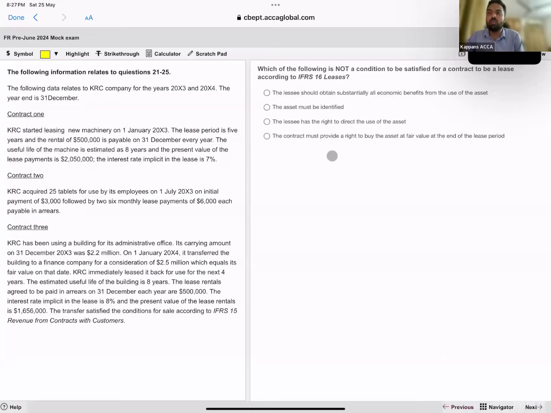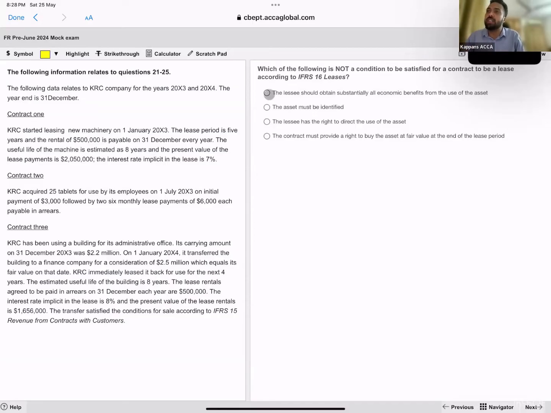The second one is also a narrative question. Which of the following is not a condition to be satisfied for a contract to be a lease? So for a contract to be a lease, there are basically a few conditions. One of the conditions is that there must be an identified asset. And second, there must be a transfer of right of use asset from lessor to lessee. That means the lessee should have absolute control over the asset. So which of the following is not a condition?